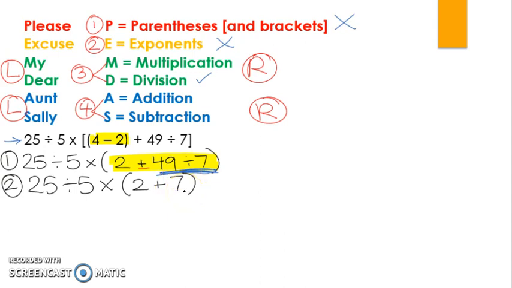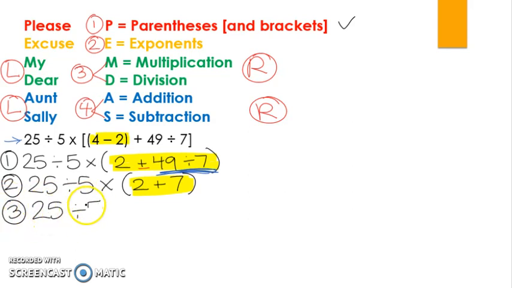Now we're going to start over. Do we have any parentheses? Yes. We're going to solve what's inside the parentheses first, because we're always looking for the innermost parenthesis or bracket, the one that's snuggled inside the coziest. Let's rewrite our expression. 25 divided by 5. And notice how I keep rewriting the parts that we have not solved yet.